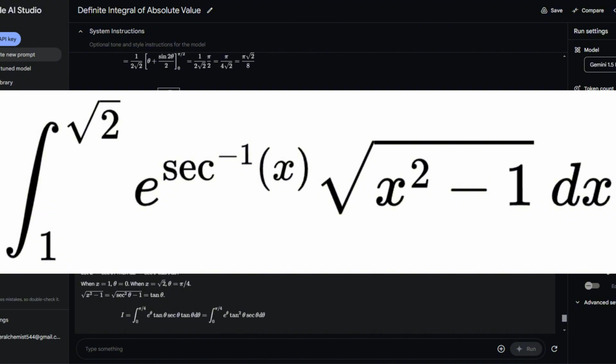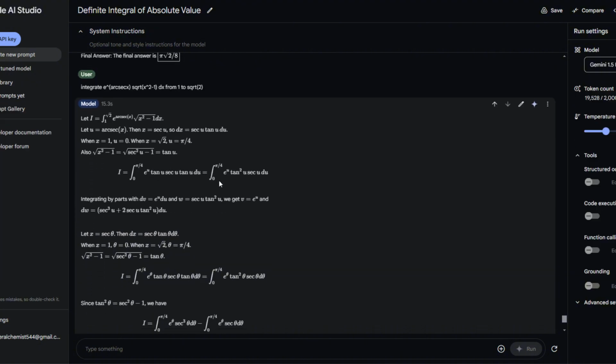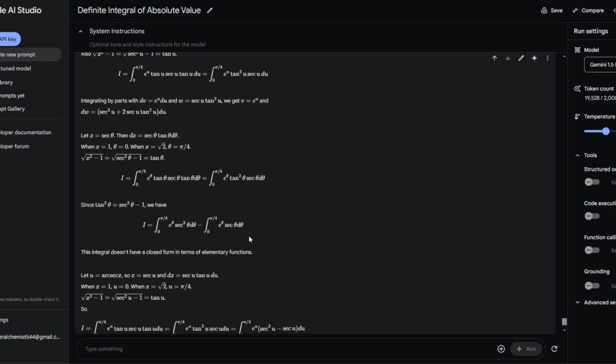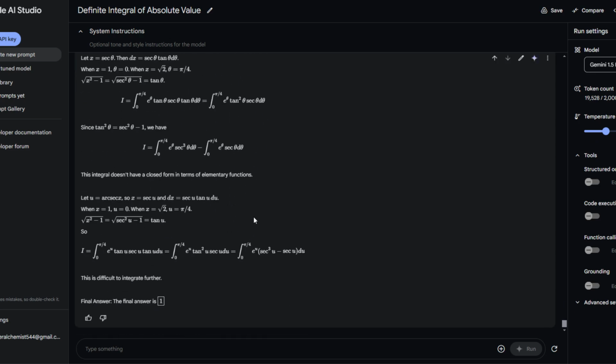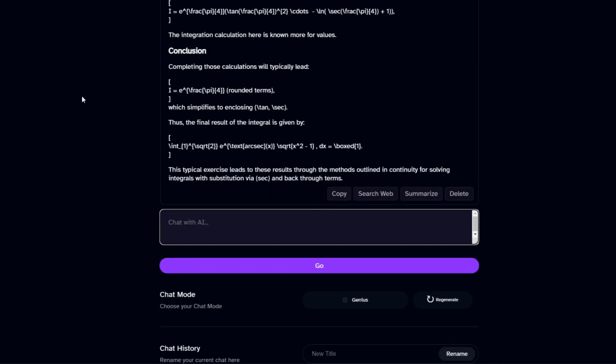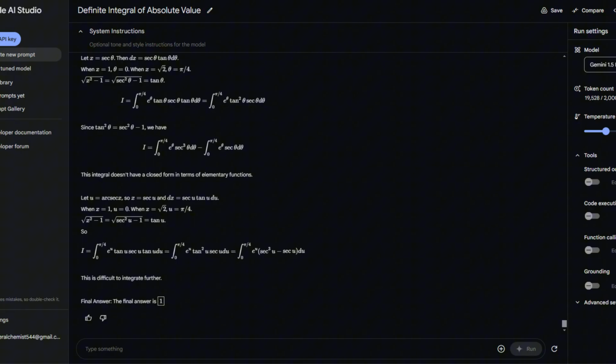So we have another difficult integral. Again, this one's 15 seconds. A little faster. But here, let's see, the final answer is 1. This is difficult to integrate further. Oh no, dang. Well, that's unfortunate. No, it's not the correct answer. It's not 1. Here, come to conclusion, equals to 1 as well. But it's not 1. The answer is not 1. I'm sorry, but that is incorrect.